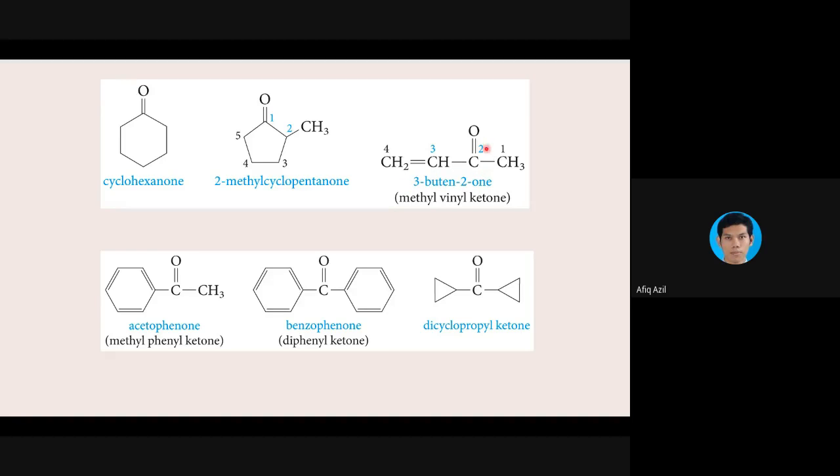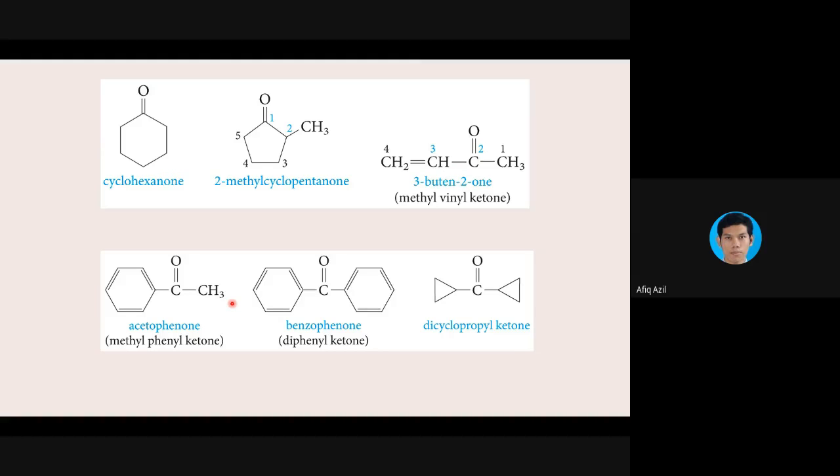But then you have to make sure that people will know the position of carbon number 2. So it must be written this way: 3-butene. This number 3 is for the double bond, butene, T-E-N, butene. And then -2-one, this number 2 tells you that the position of the ketone is at carbon number 2. Okay, so you have to write it this way.